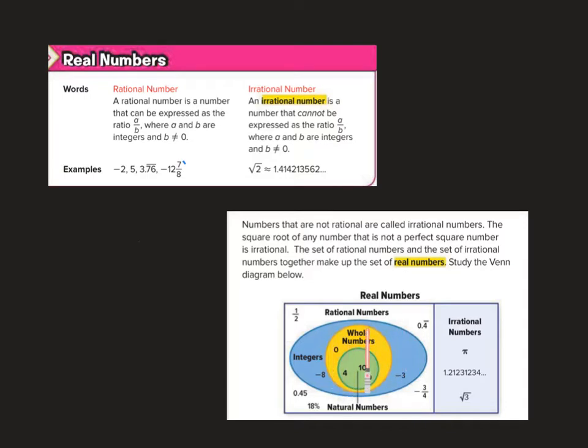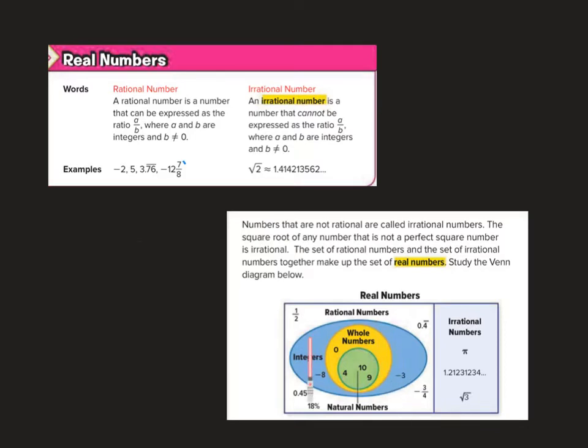So this diagram looks pretty complex at first view, but let's break it down. First of all, this whole category, all the numbers in the box, are real numbers. As far as rational numbers are concerned, rational numbers are everything inside of this box on the left, the white box. So it's fractions, repeating decimals, terminating decimals, percentages, and negative fractions.